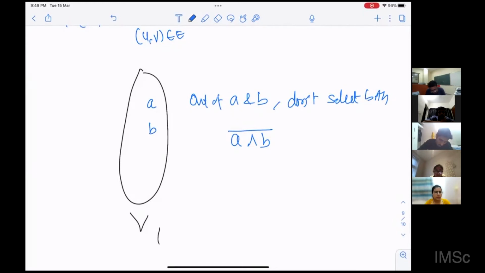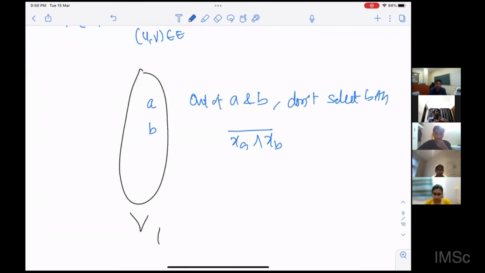What is the meaning of this? It should be the negation of x_A and x_B. It's like the complement of this clause. You can do de Morgan's law and change it to whatever you wish. But what I'm trying to say is, look at x_A and x_B. This event shouldn't happen together.